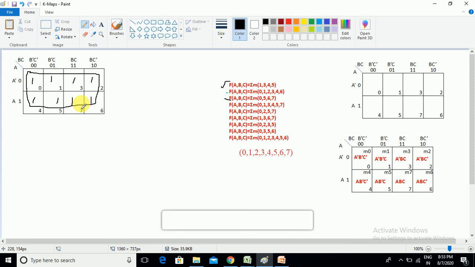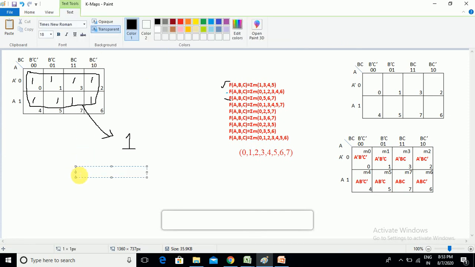Now the answer will be, whenever all cells are selected and it creates the 8 cell grouping in a 3 variable map, then the answer will be 1 only, directly 1. This is the answer for the given Boolean function. Here we can write f of A, B, C, the answer will be 1 only. Likewise many examples we can create, but you must practice more and more, then only you can understand k-map simplification. Then in the next video we will discuss the max term simplification.